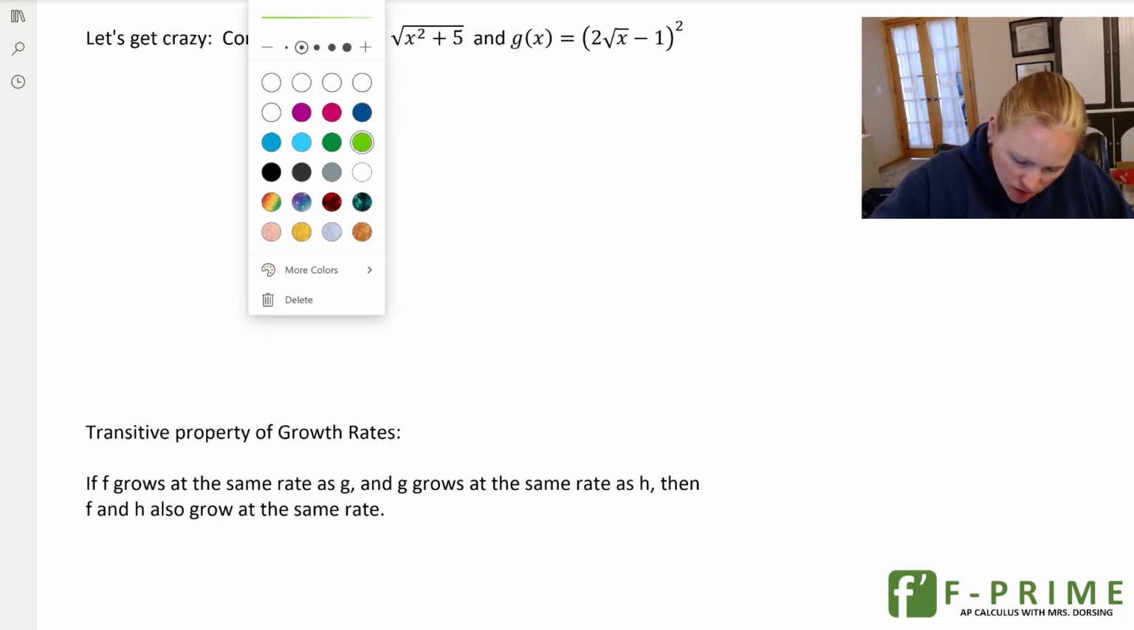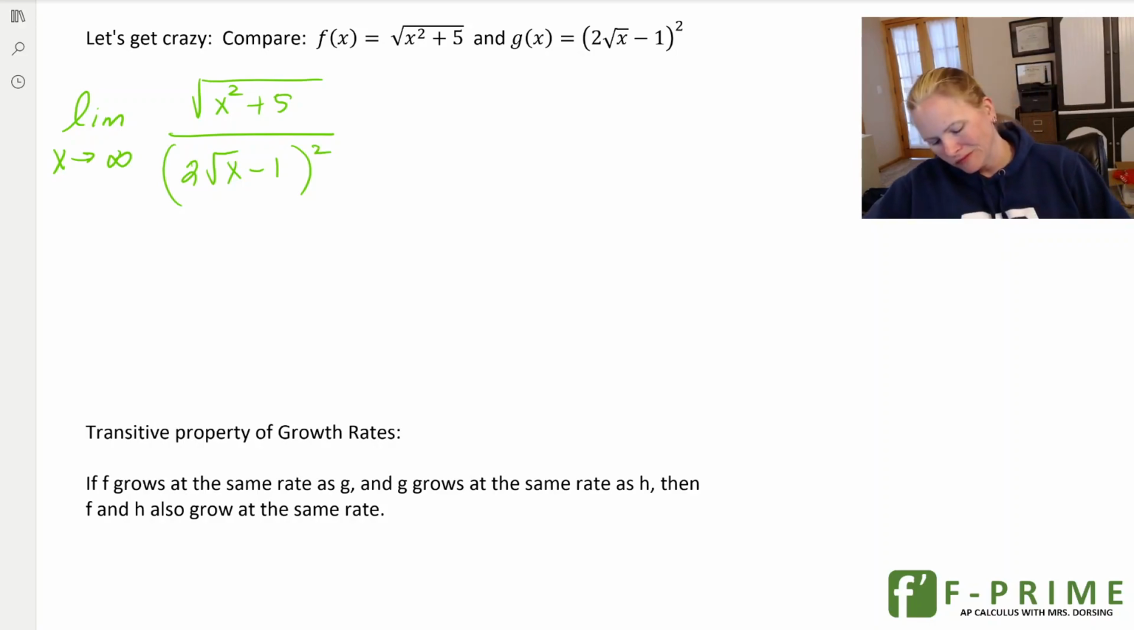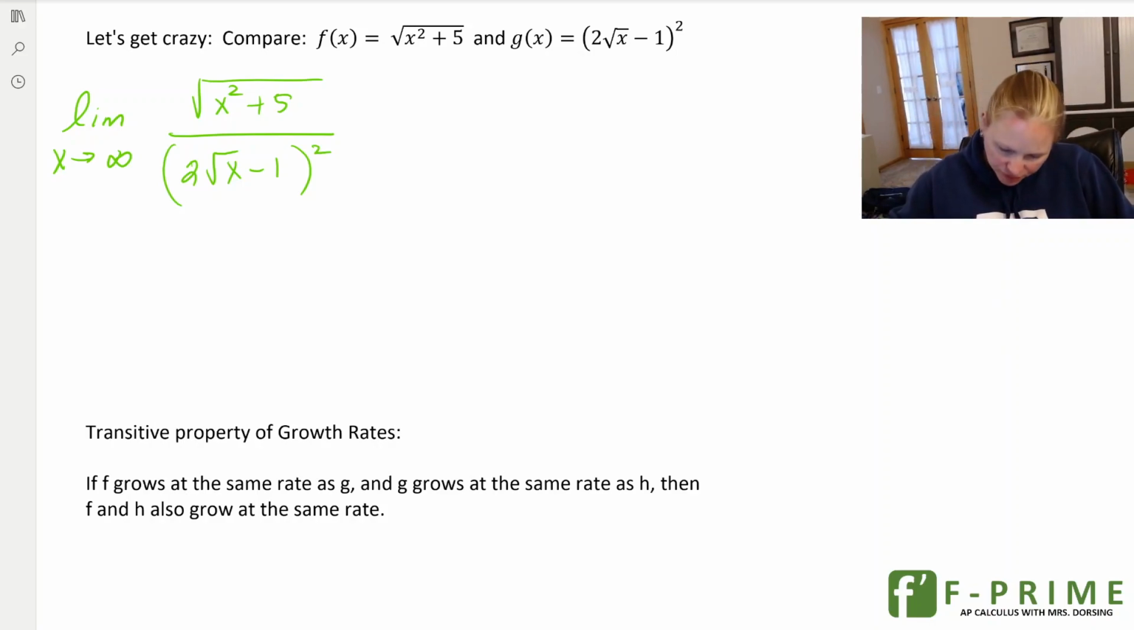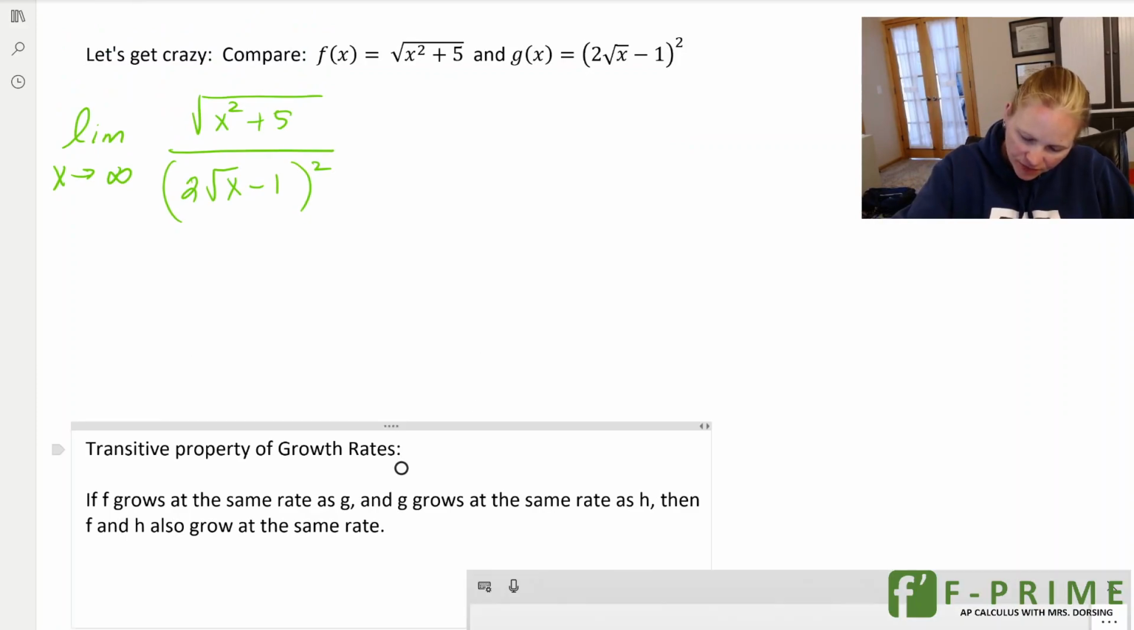Let's get crazy. Here we go. The limit as x approaches infinity. Put something in the top. Oh, yikes. All right, well, here we go. I know I'm going to get infinity over infinity, so let's talk about what's happening here. When I try to do my derivatives, here's what's going to go on. I'm going to get this.